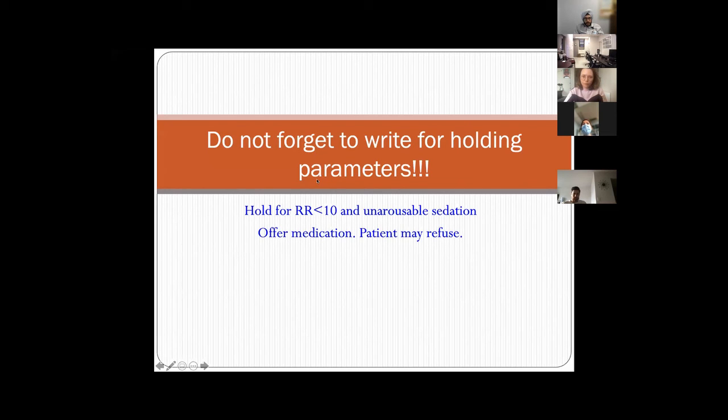Make sure that when you're also scheduling, especially for IV medications, like let's say you decided to schedule them, they're not ready for orals, you just wanted to schedule them for IV. So just put 2 milligrams IV every 4 hours around the clock, hold for respiration less than 10, and hold for unarousable sedation, and then patient may refuse. Next slide.